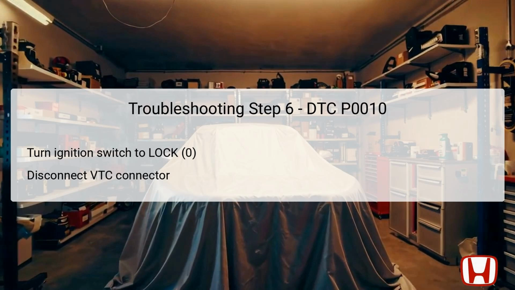In this sixth step, it is important to turn the ignition switch to the lock, 0 position before proceeding. This step is crucial to ensure safety while working on the vehicle's electrical systems. Once the ignition is off, disconnect the VTC oil control solenoid valve 2P connector. This action allows for direct testing of the solenoid valve without interference from electrical signals from the ECM.